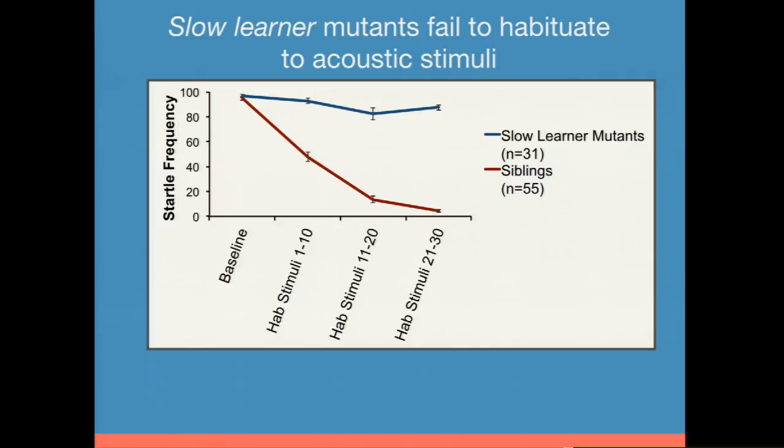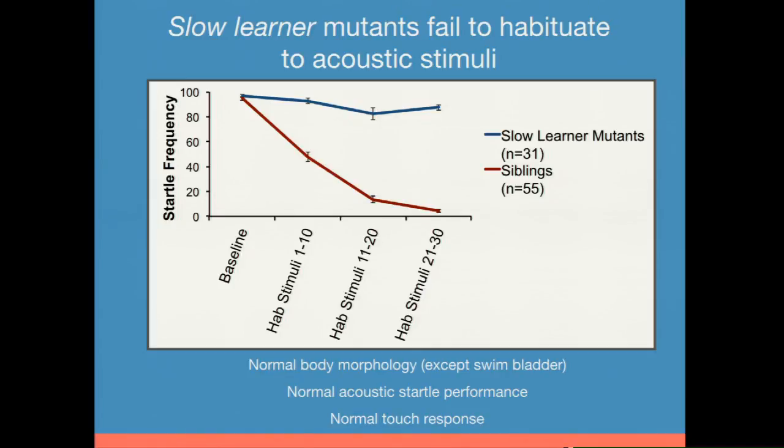Okay, so this is just a quantification of that phenotype. Whereas the siblings very rapidly habituate to acoustic stimuli, slow learner mutants never habituate during my protocol. And this is in spite of the fact that slow learner mutants have normal body morphology, except that maybe you guys noticed they don't have a swim bladder. They have normal acoustic startle performance, and they have a normal touch response.